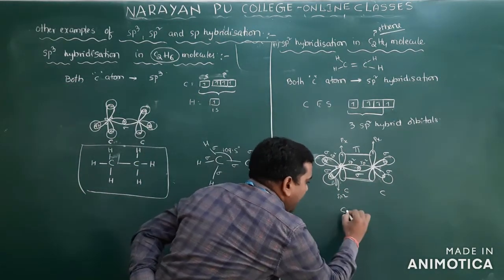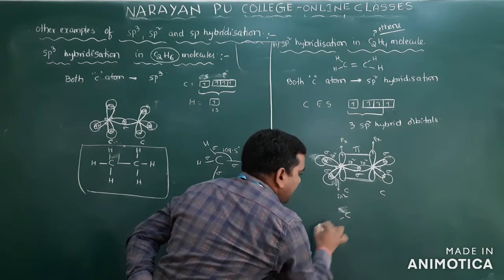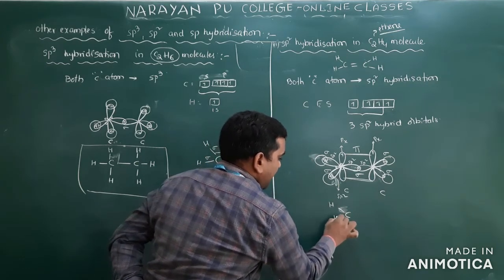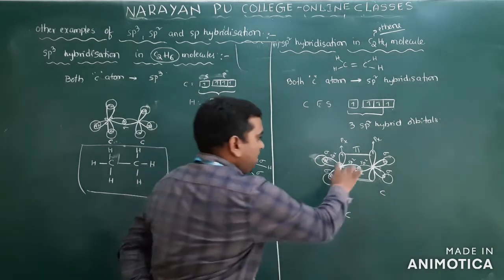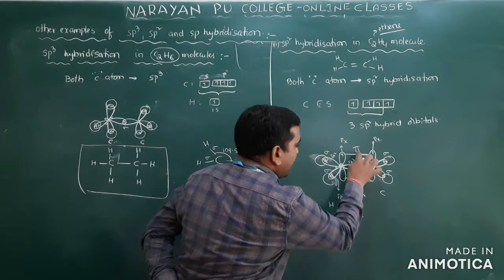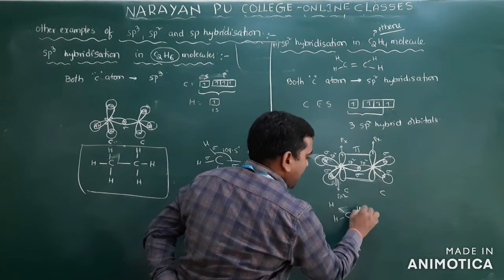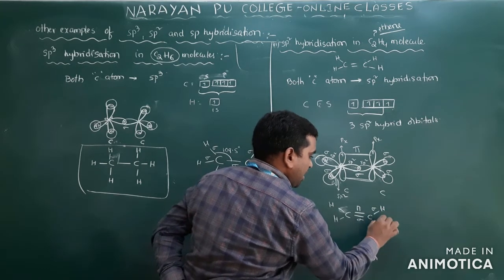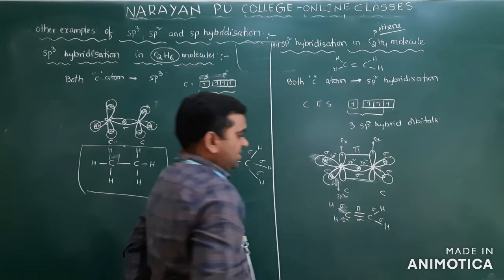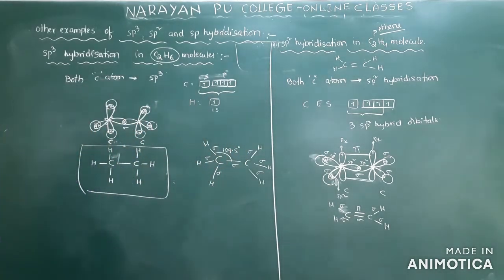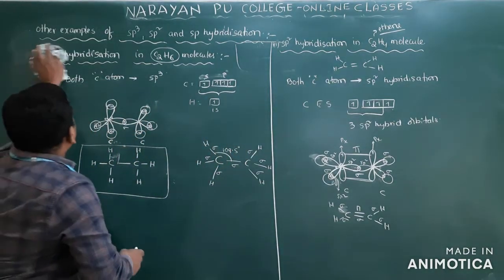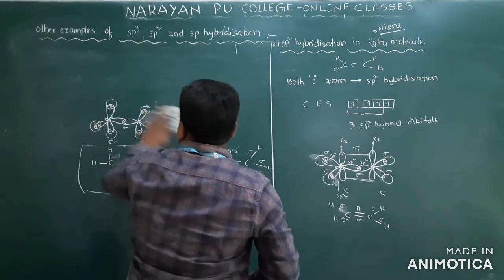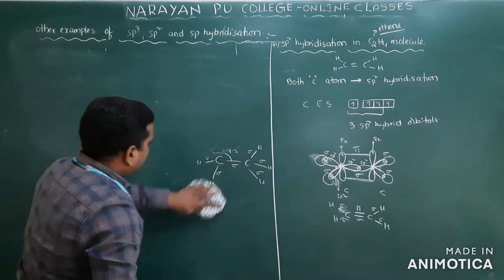We can simply write here C H, and H and H. One sigma bond is there, and one pi bond is there. Sigma and pi bond, and carbon, hydrogen and hydrogen. These all are which bonds? Sigma bond, and this is pi bond. If I write separately, first of all is formation of sigma bond, and after that formation of pi bond. Then how will I write?